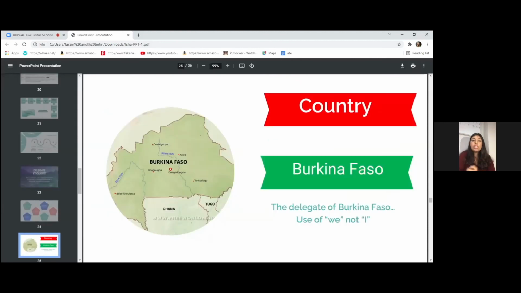This is an example of what I said about the language. If your country is Burkina Faso, then you say the delegate of Burkina Faso, or you can just say we. Because you have a placard, people will already know which country's delegate you are. So you can simply use we. And if you want to be more formal, you can say the delegate of Burkina Faso. This is just an example. The next slide, please.